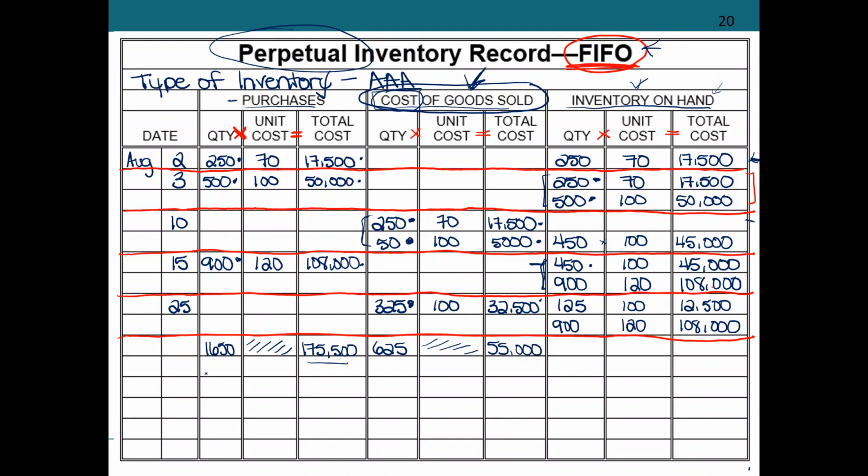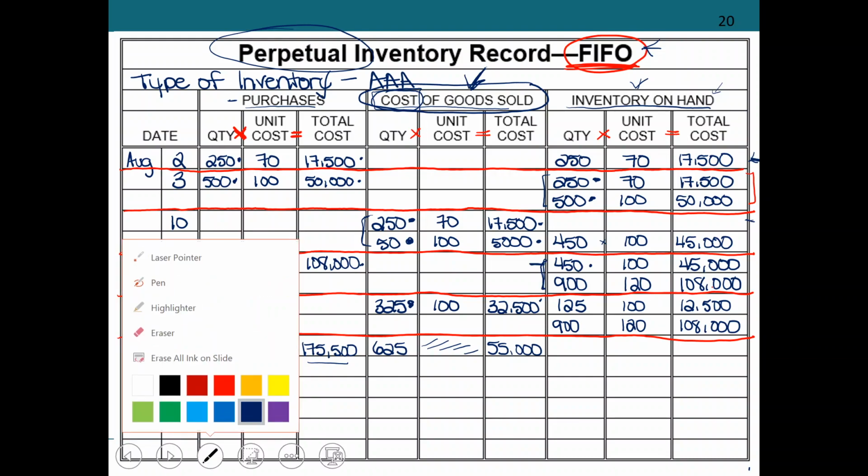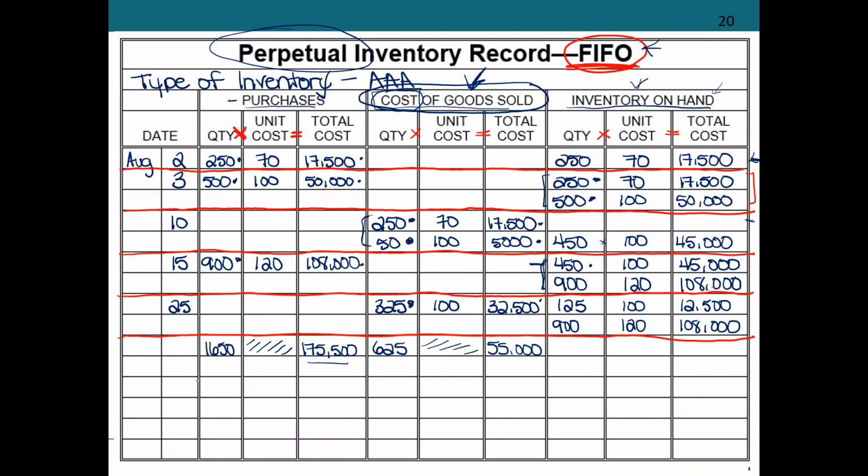So for the purchases and the cost of goods sold, we're calculating totals. We added these up. When it comes to inventory on hand, we're actually just figuring out our ending balance. So we do a little bit of a summary here, because at the end of the month we want to know what our inventory balance is. So now you're just looking at the last section and summarizing it here.